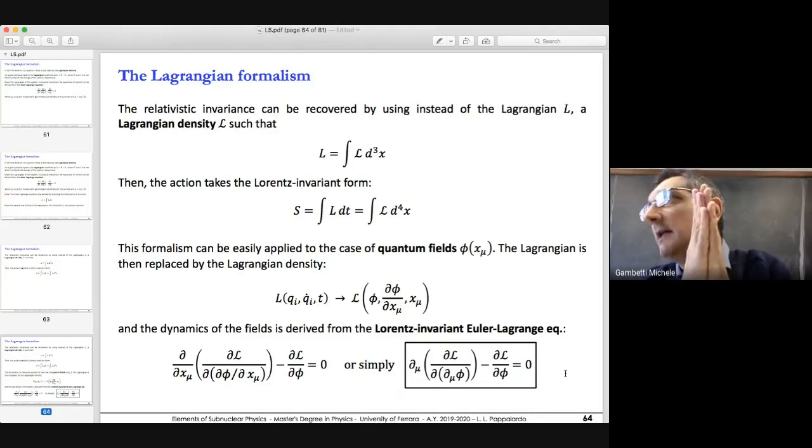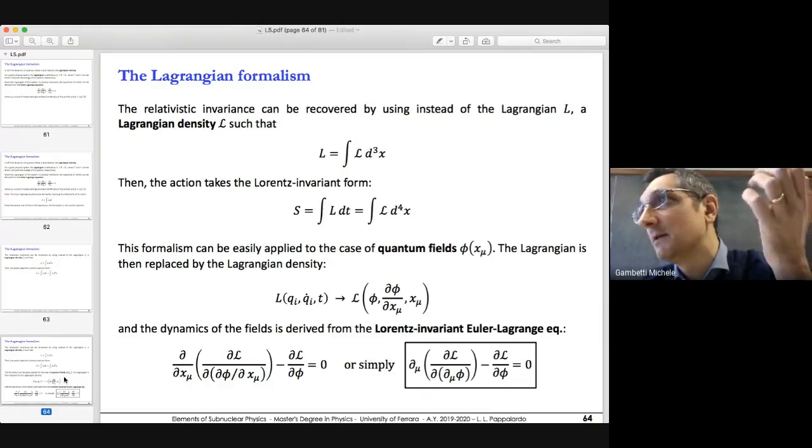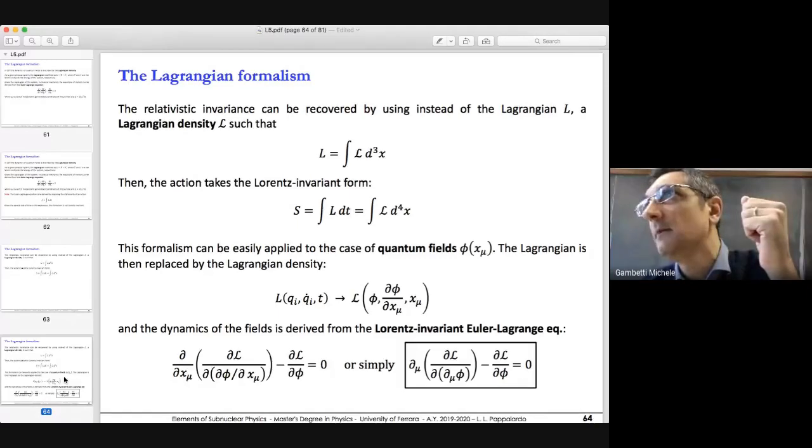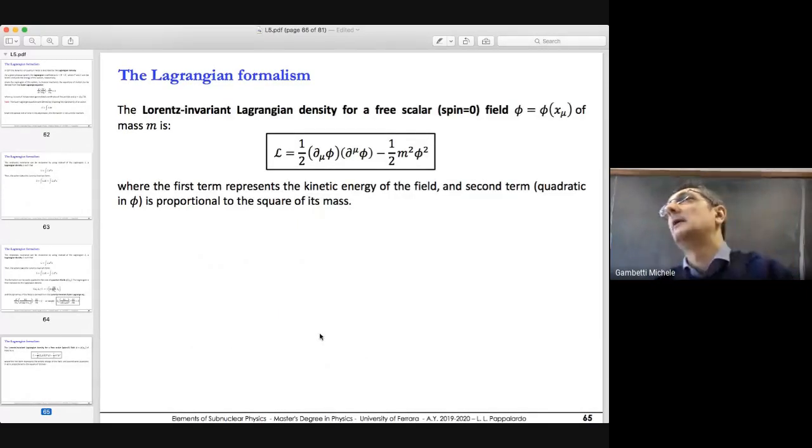So if you can describe your quantum field system with a given Lagrangian density, you substitute it here, you solve this, and you obtain the dynamics, so the equation of motion for your system. And we will now try to do so. Let's start with the case of a scalar field. Scalar means spin equals 0.